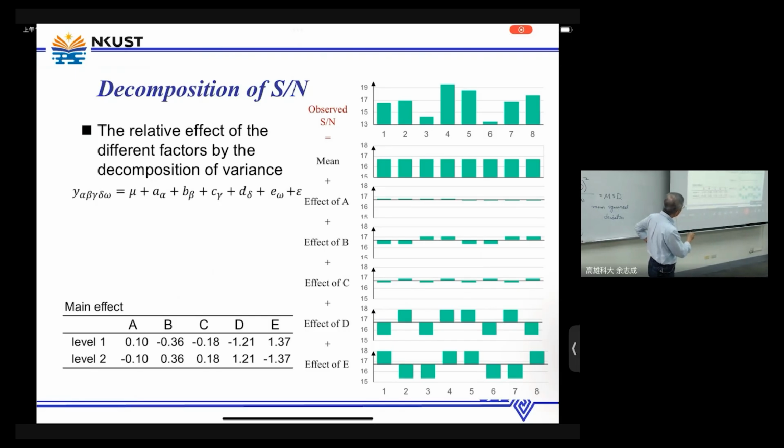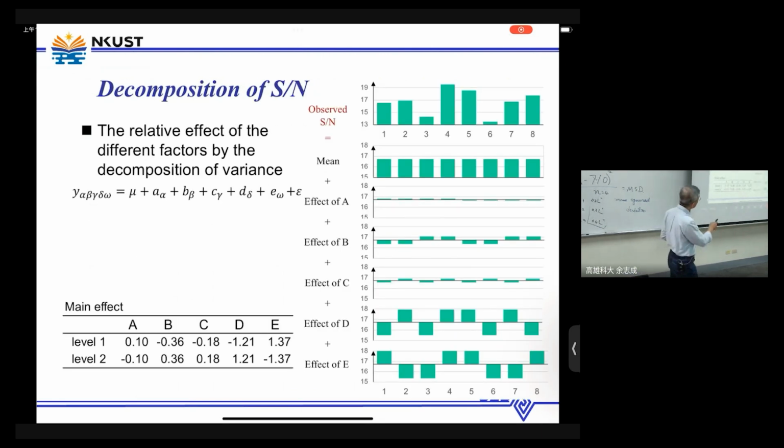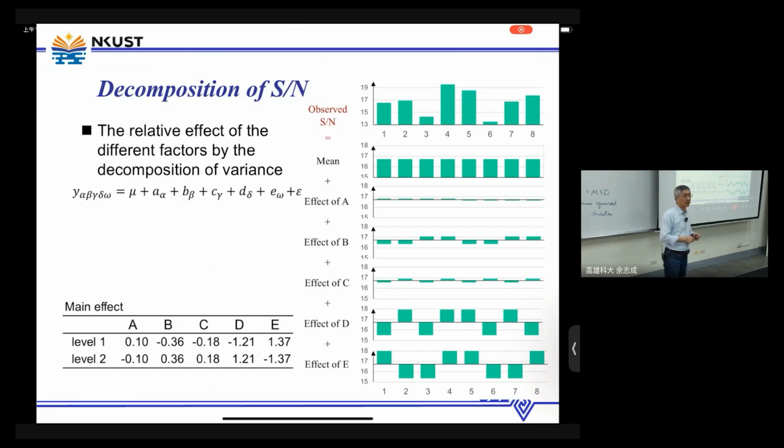So first, there are 8 experiments, and each bar stands for an output number. For instance, this is the first output, 16 something. Going back to the data, we have 8 outputs from 8 designs, and the first design output is 16.56. So the first figure here represents the output value from design 1 to design 8 in the L8 orthogonal array.